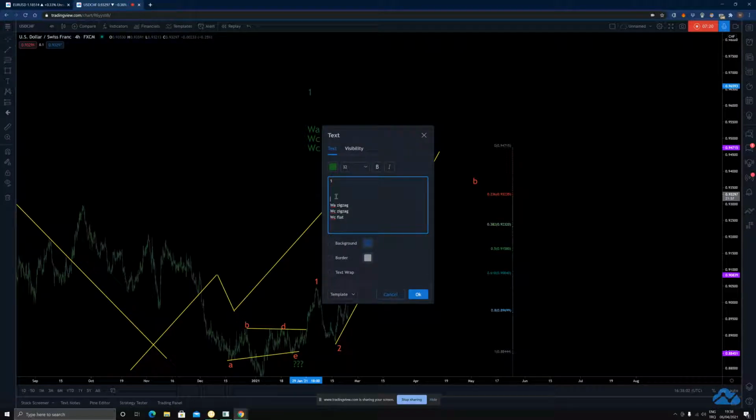Now the same thing goes for, of course, the fifth wave. Where's the third wave? Where's the first wave? And also we can eliminate the possibility that this is a wave C of a zigzag, or a wave A of a flat.